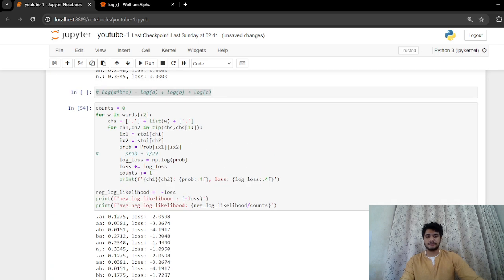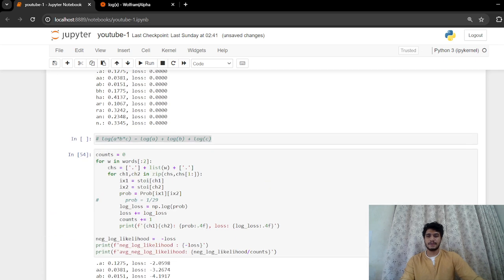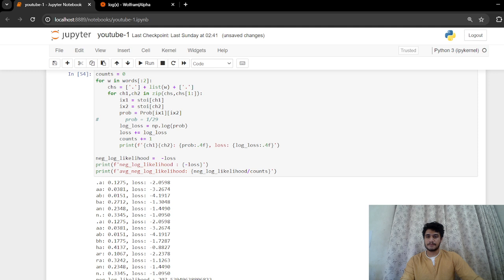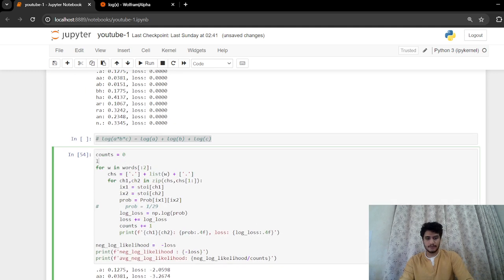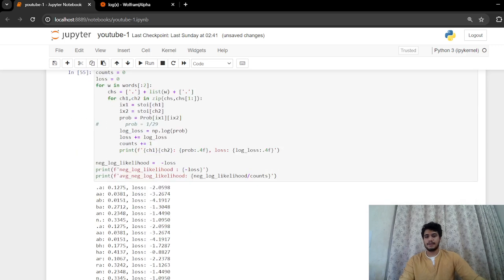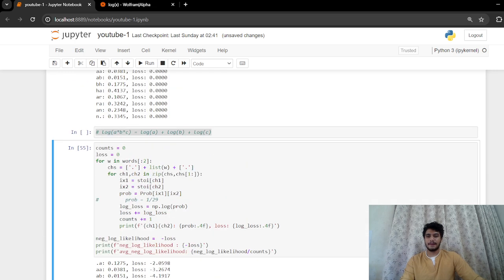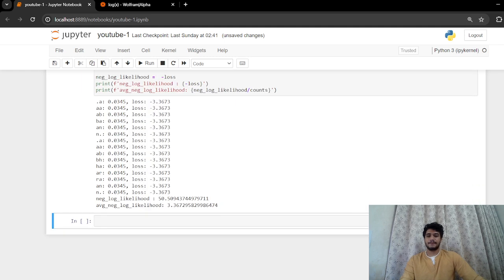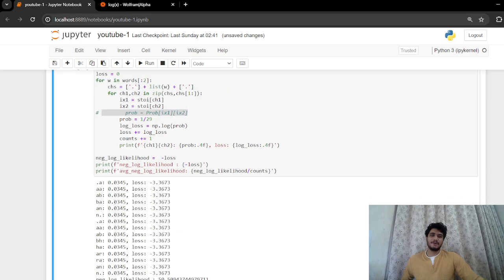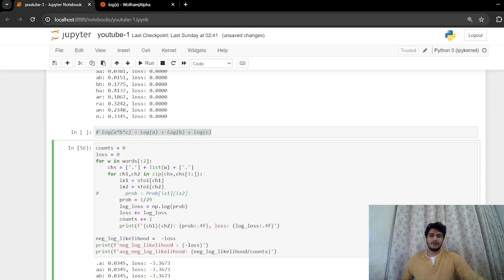Oh, sorry, this is actually adding. So let me do, yeah. 2.09 is the trained model. And what if I do probability of 1 over 29? 3.36 is basically the random prediction. So yeah, we found this is basically the negative log likelihood loss.